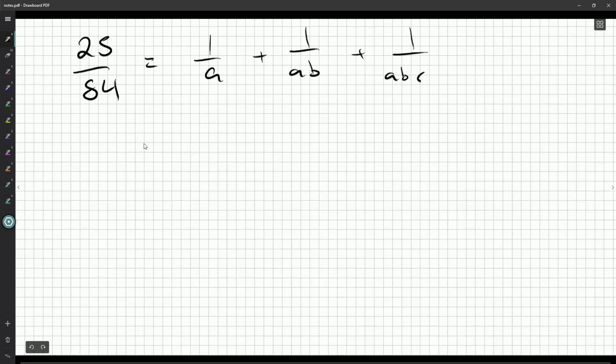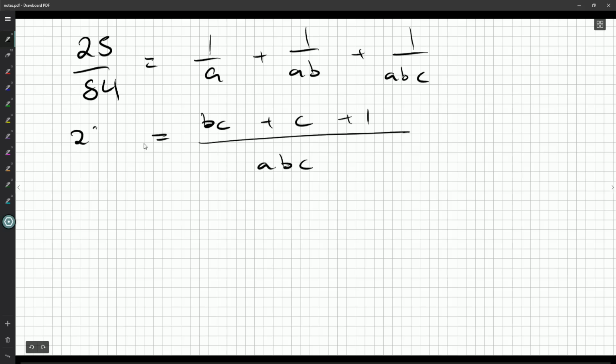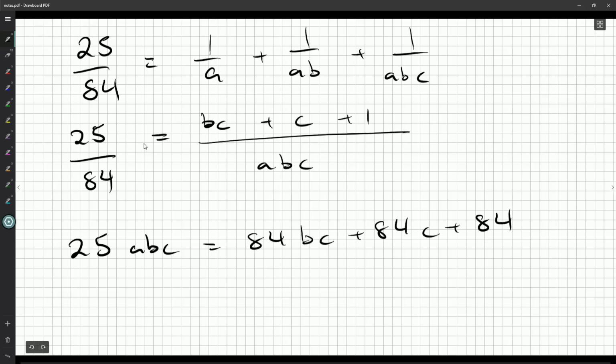Okay, so I have to remember positive integers. Other than that, what have we got? Okay, well, I'm not the biggest fan of fractions on their own, so what I'm going to do is put them all over the same common denominator. And then 25abc is going to be 84bc plus 84c plus 84.